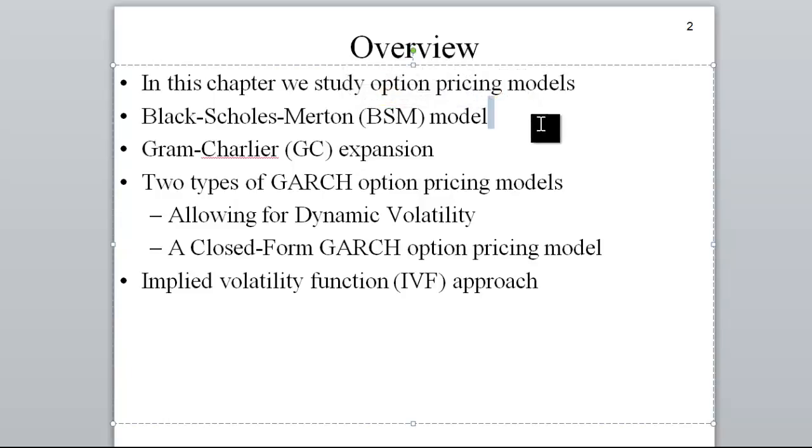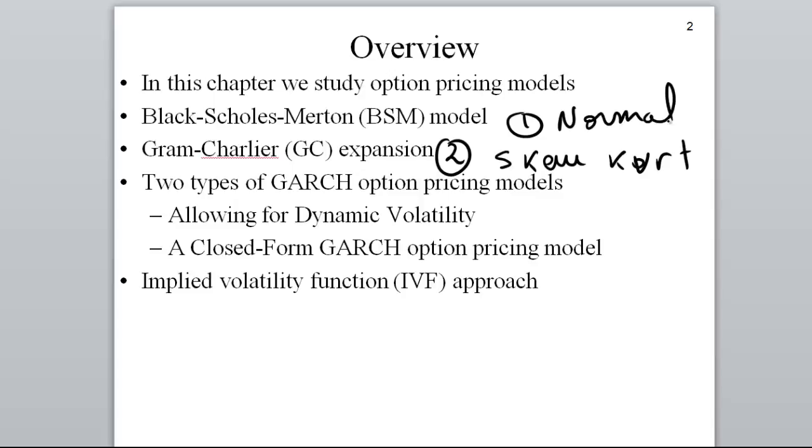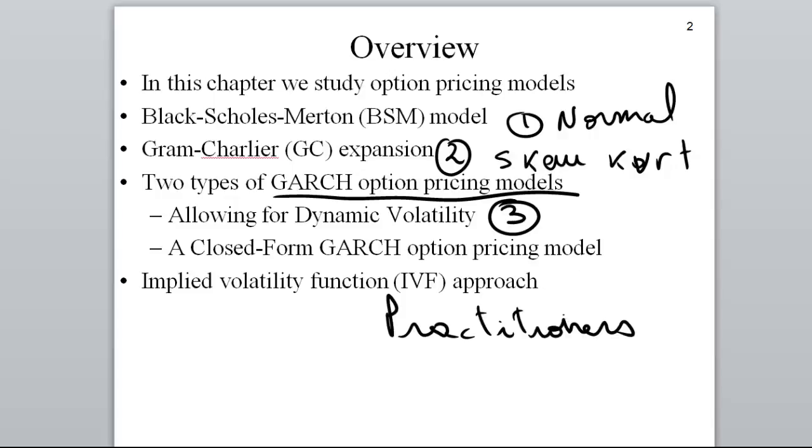The first one is going to be the Black-Scholes-Merton pricing model. The second one is the Gram-Charlier, which is going to correct for skewness and kurtosis. The first one assumes the normal distribution. The third one is going to be an option pricing model under GARCH, specifically with dynamic volatility. And the final one, the one used by practitioners, is the implied volatility function. That's going to be the fourth one.